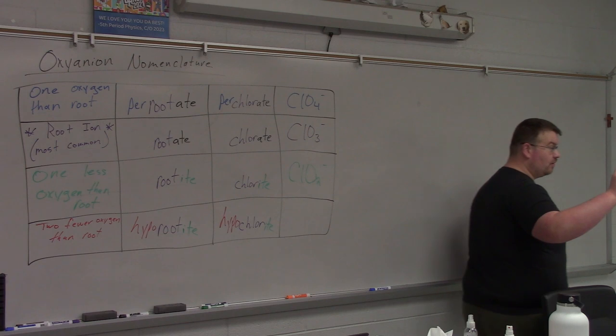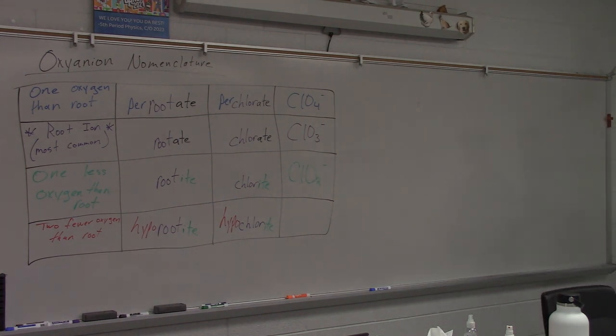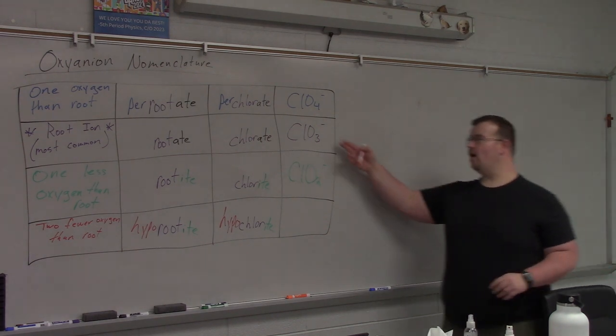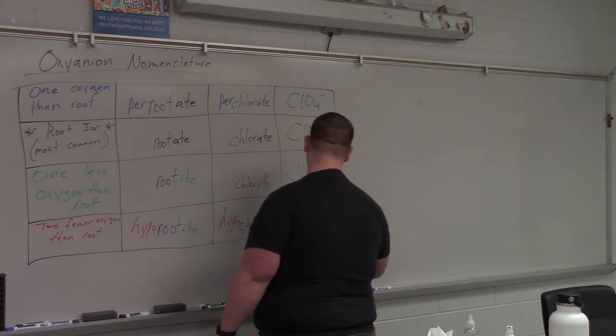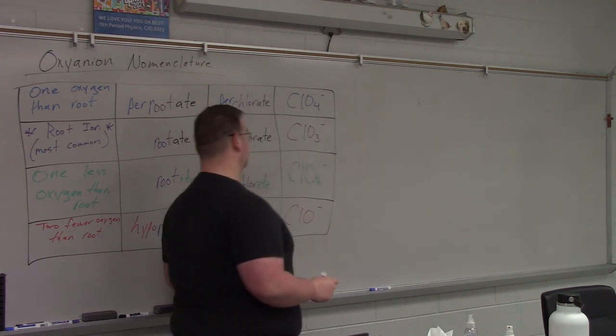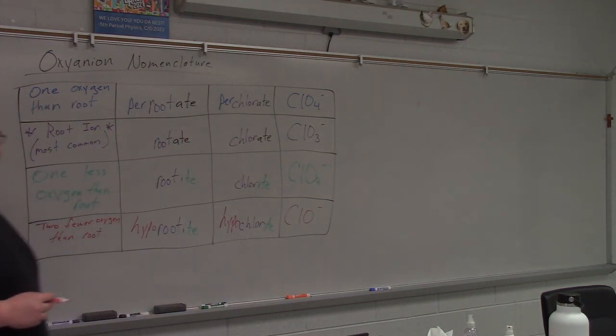Nice. Hypochlorite. Hypo means I've lost two from the root. So I remember chlorate, ClO3, lose two oxygens, ClO minus. How do we need two oxygens? Close. Because I know this changes depending on which element you have, which is dumber. This is awesome.